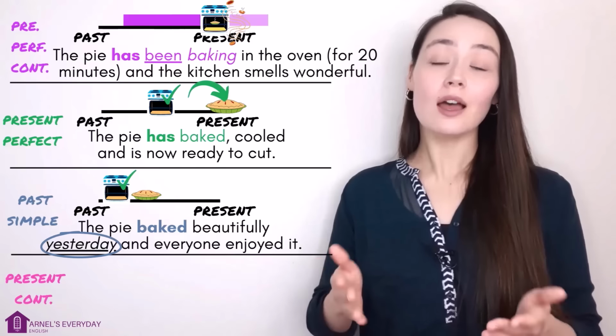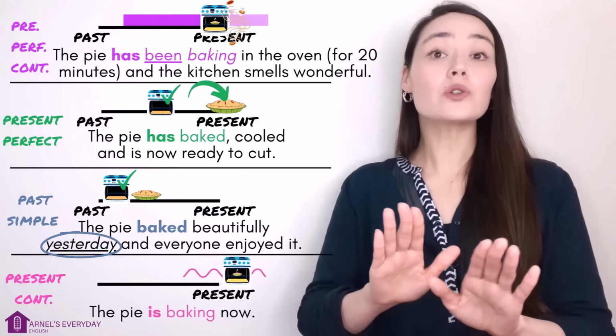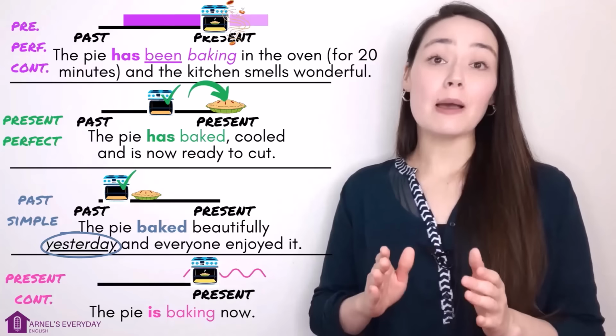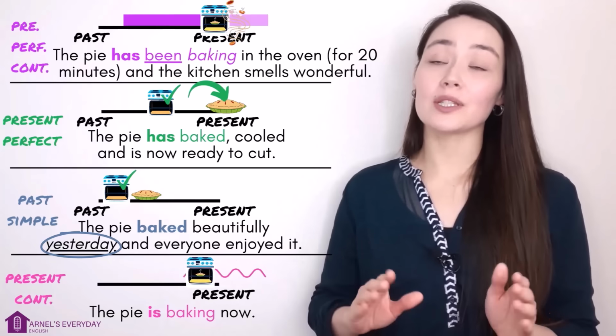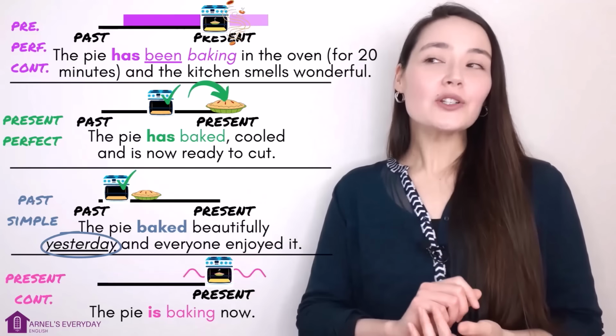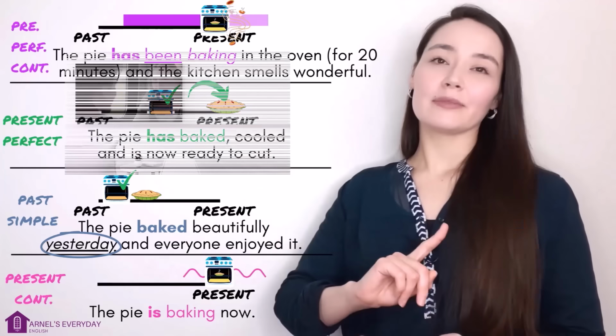Present continuous. The pie is baking now. Don't turn off the oven. I'm focusing on the action now. Remember, we do not use the present continuous for a past to present connection. I want you to take a look at a mini clip here.